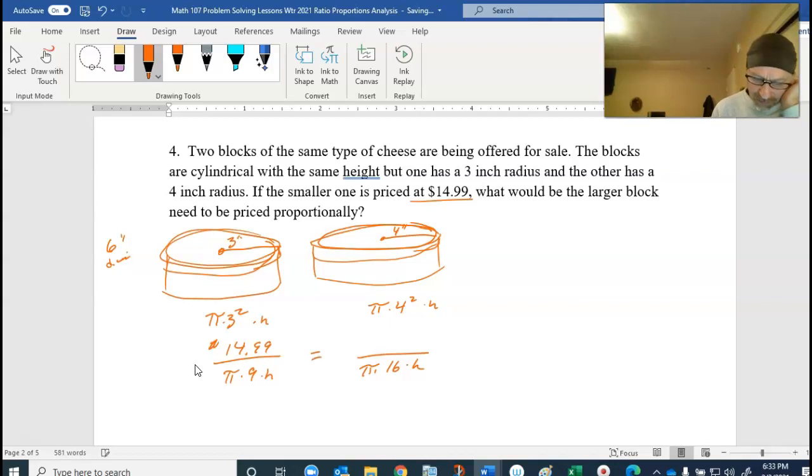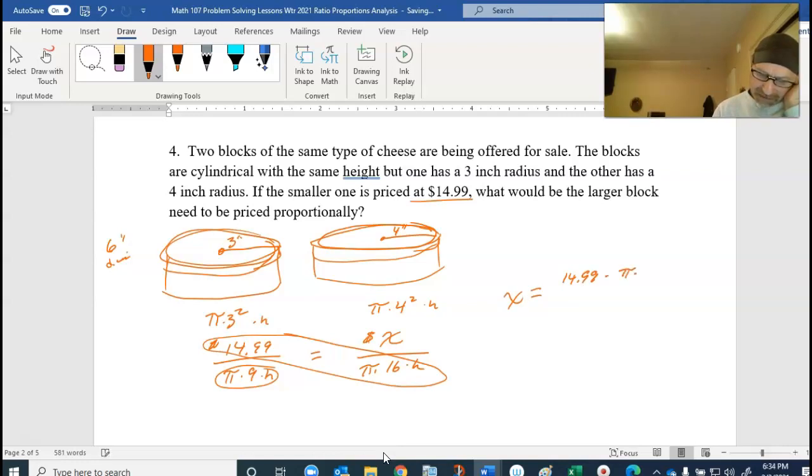So this will be equal, and this is the dollar sign. We do not know what this is, right? That's our x dollars. So we're going to cross multiply and divide. So we'll get x is equal to $14.99 times pi times 16h over pi times 9h.